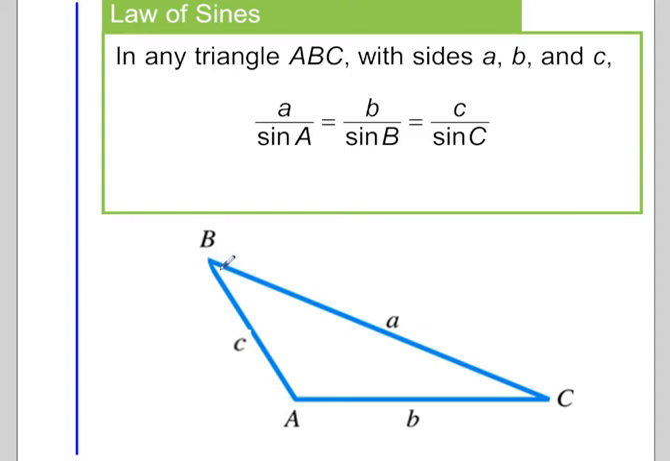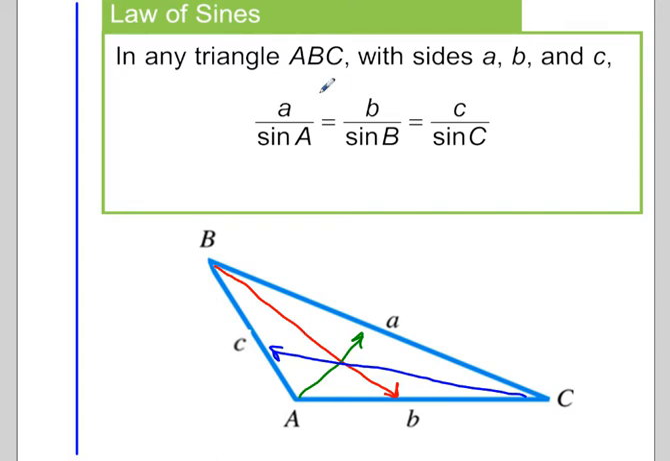So if I want to find B, I need to go to the opposite side and I find the B side. A is opposite of the A angle, and C is opposite of the C angle. This is the best way to match it up so that you put together the formula correctly.